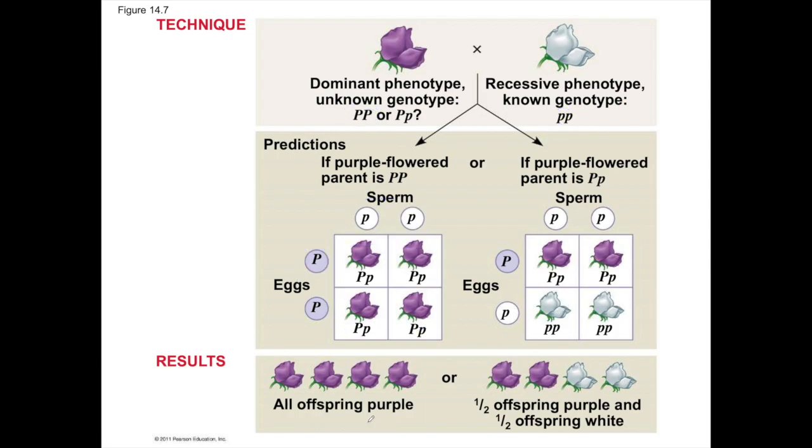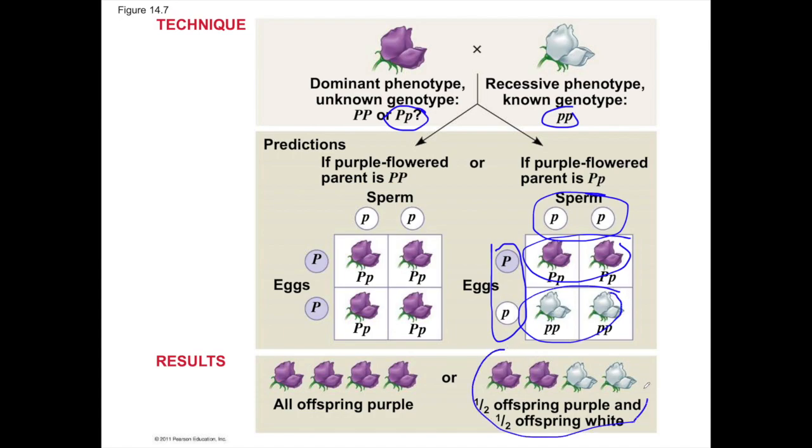In contrast, if this purple flower plant was the heterozygote, big P, little p, the gametes it can make are either big P or little p. Mate it to the recessive, okay, two little p's. When you mate those two together, half of the progeny, the kids, are going to be the dominant phenotype purple, and half are going to be the recessive phenotype white. So half are going to be purple, and half are going to be white.